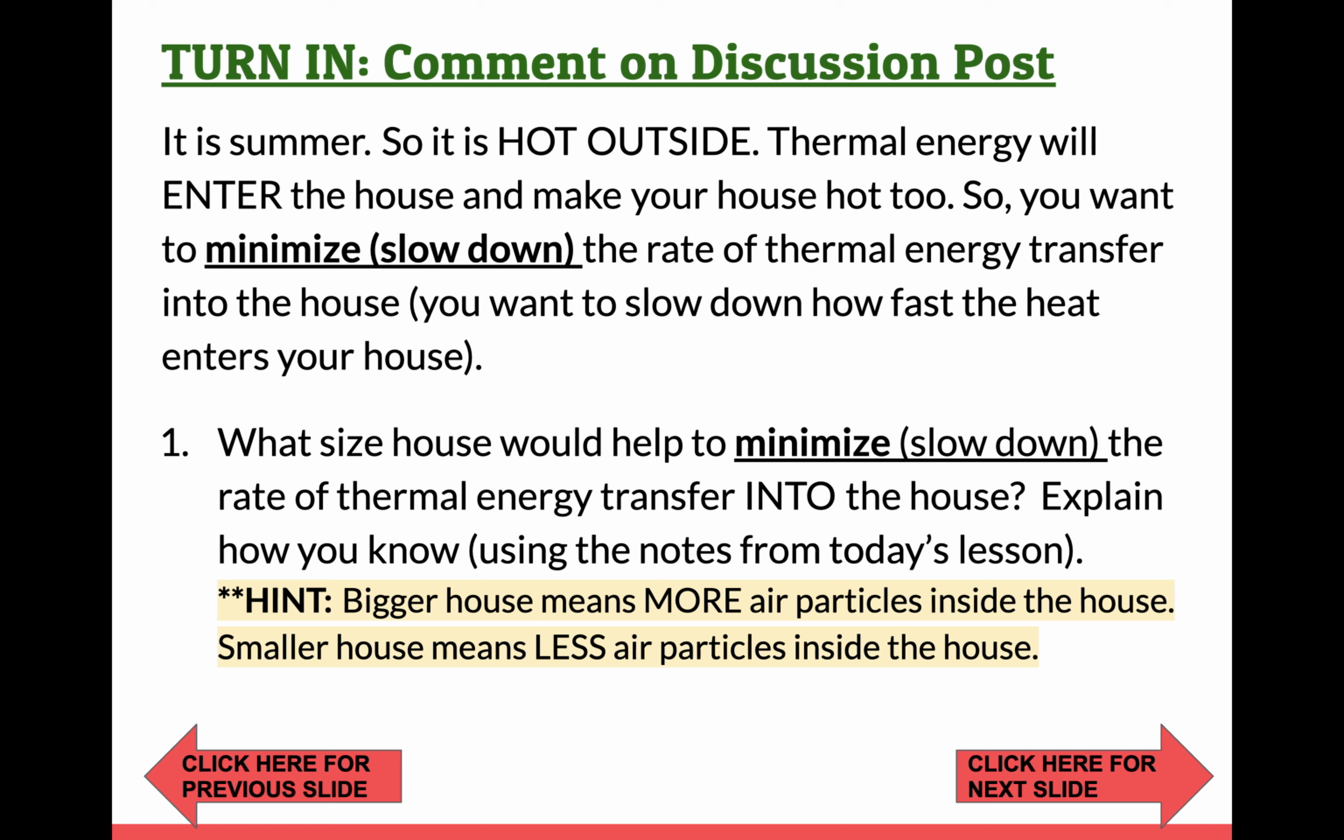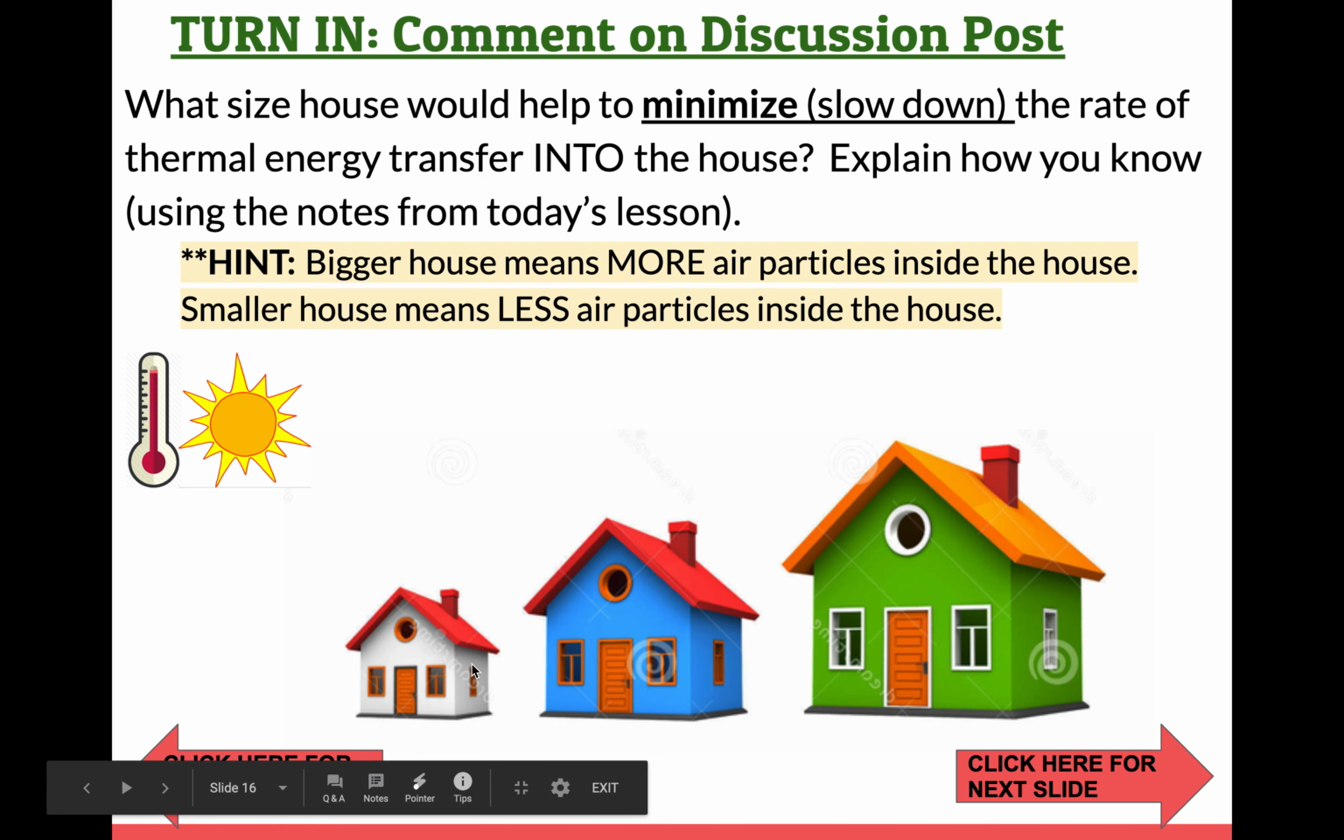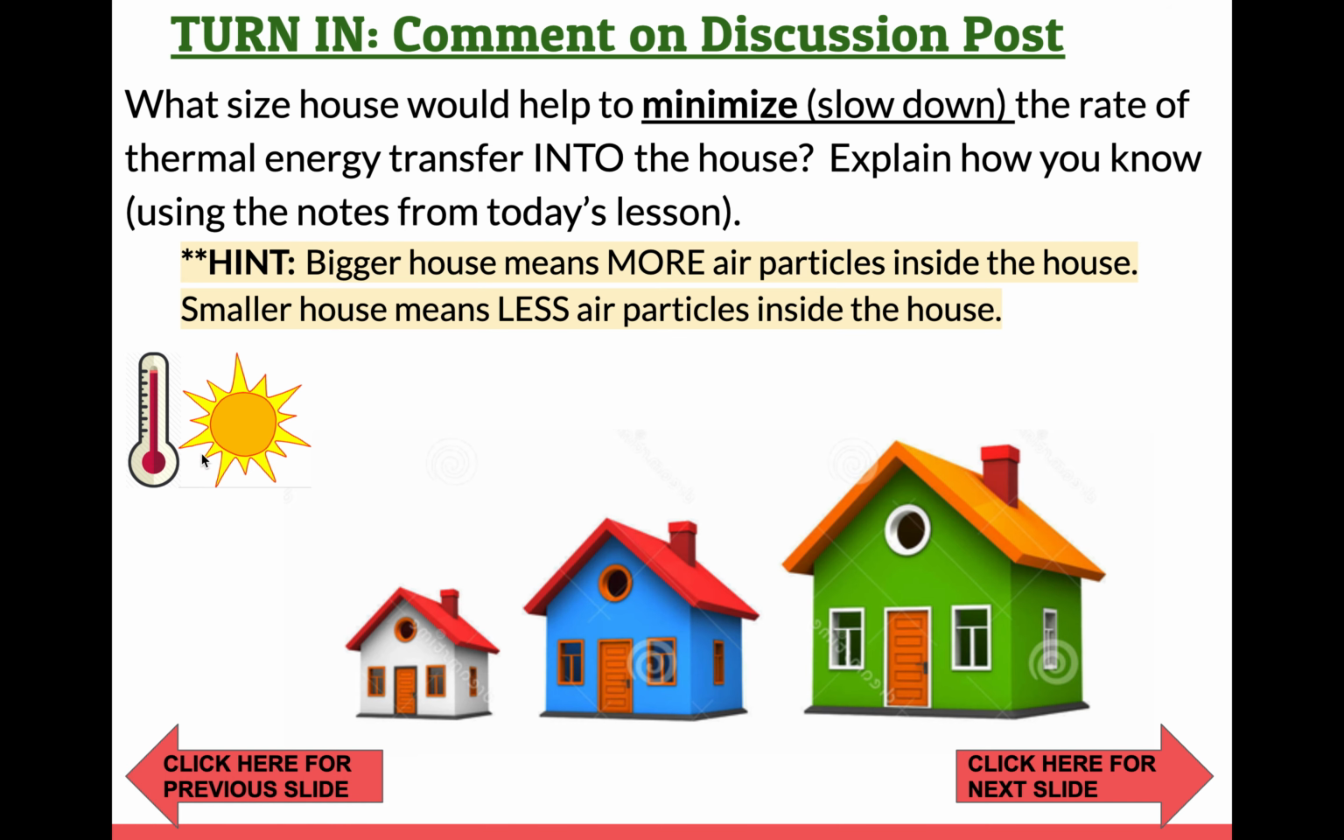So here's your hint. A bigger house means more air particles floating in the house. A smaller house means less air particles floating in the house. So again, here's the question. Let me help you. I'm trying to help you with the answer, so listen carefully. So here are 3 different size houses, small, medium, large, and it's hot outside because it's the summertime. You don't want the heat to enter. You want it to enter slowly.